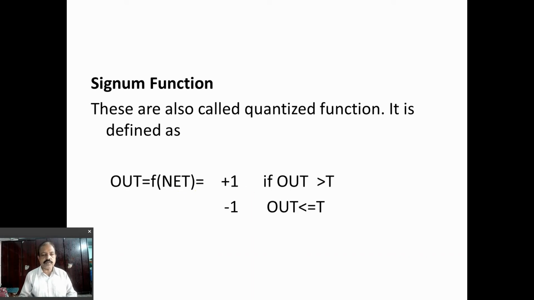Then we also come across some other functions like the signum function. These are also called quantized functions. It is defined as follows: if you apply the signum function on the net output, the function of this net output can be +1 or -1. If the out is greater than the threshold value t, then it becomes +1. If out is less than or equal to t, then it becomes -1. So this we call a signum function.